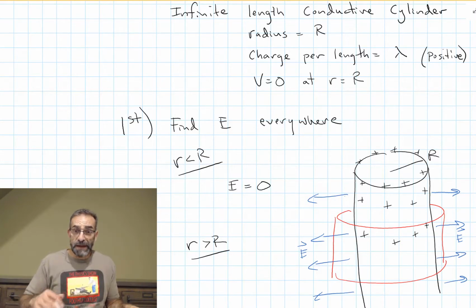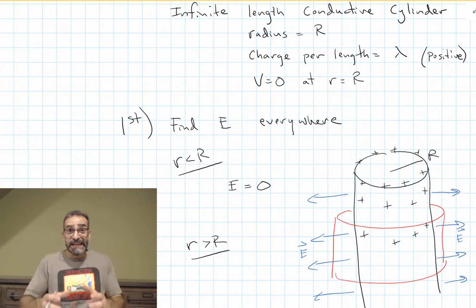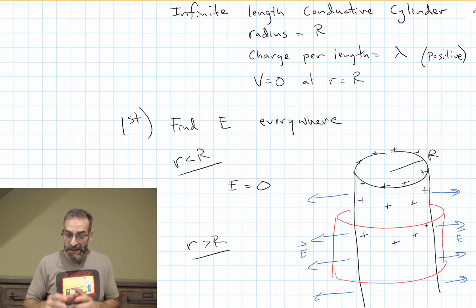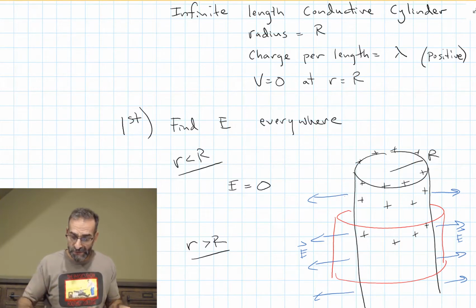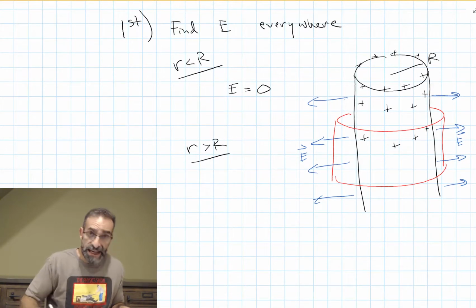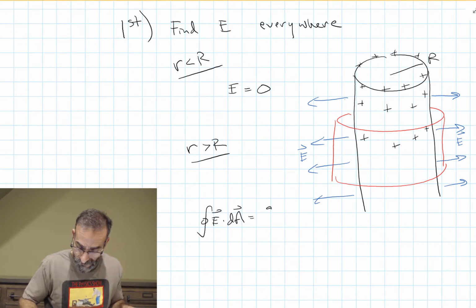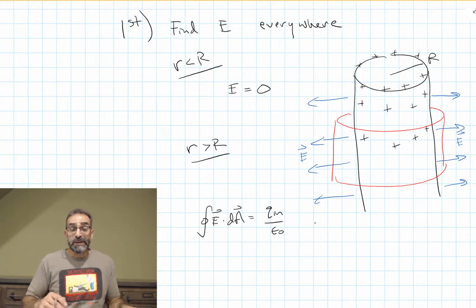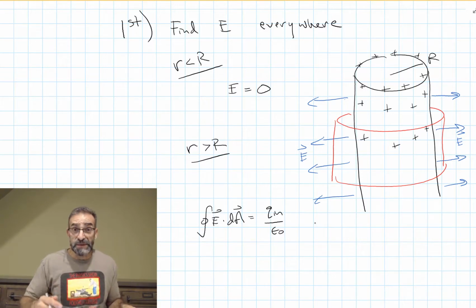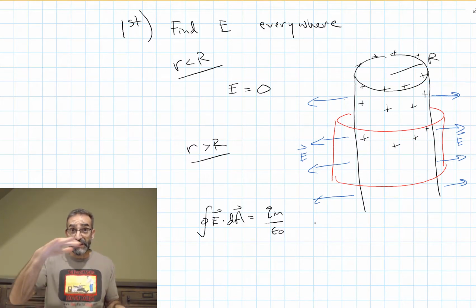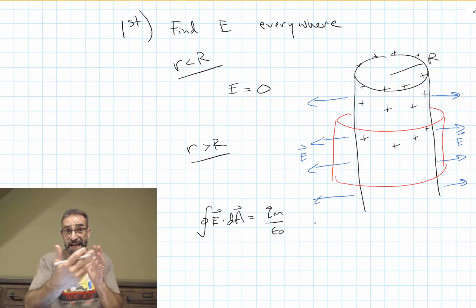I've drawn my red Gaussian surface. It's a cylinder with the axis along the axis of my conductive cylinder that's charged, so it matches the symmetry of the problem. Now I just apply Gauss's law to get the electric field. The integral over my entire Gaussian surface can be broken up into three integrals because my Gaussian surface is a cylinder. It has a top, it has a side, and it has a bottom.